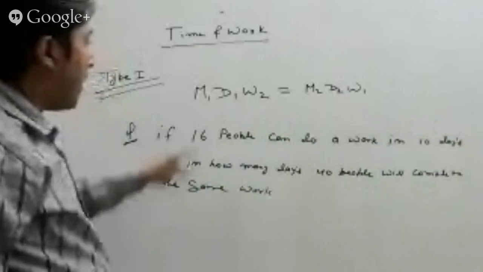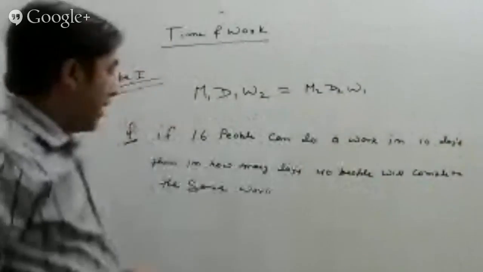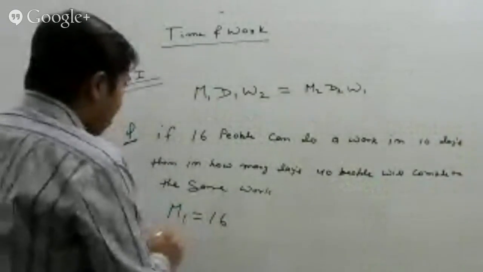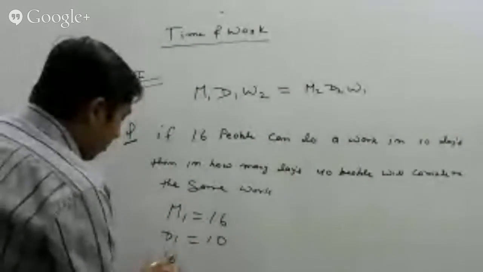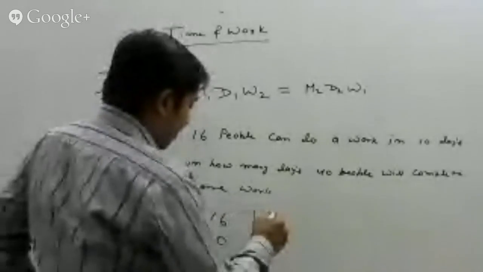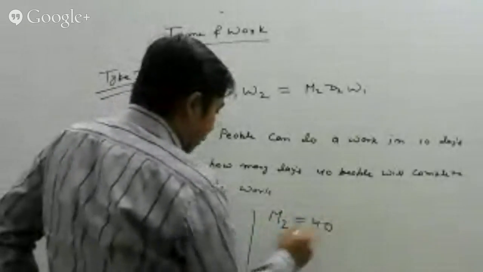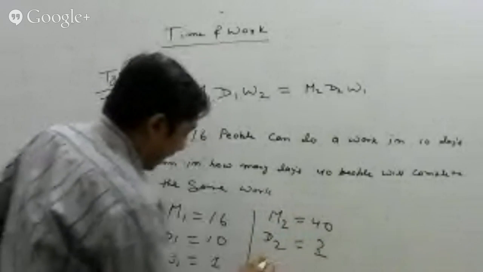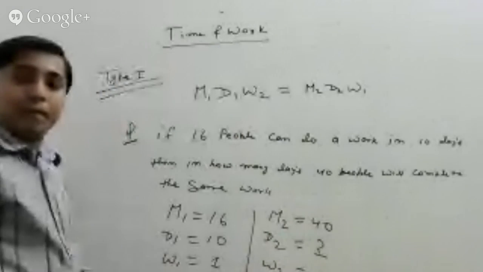We have the formula M1 D1 W2 is equal to M2 D2 W1. In this question, we have M1 equal to 16, D1 is equal to 10, and W1 is equal to 1. On the other hand, we have M2 is equal to 40, D2 we have to find out, and W2 is also 1.